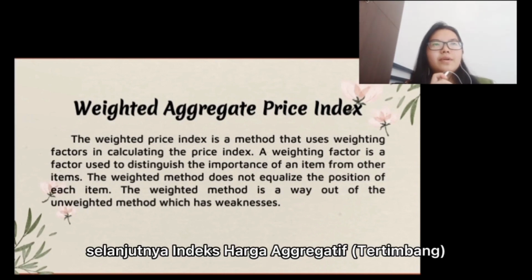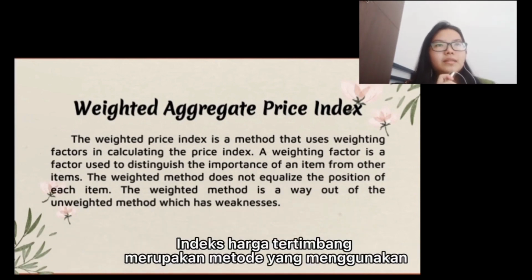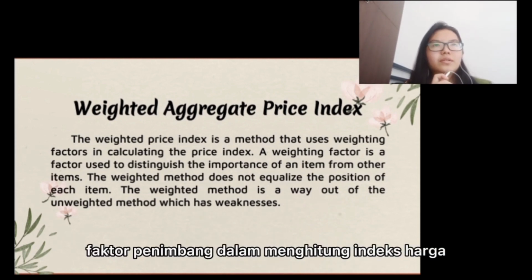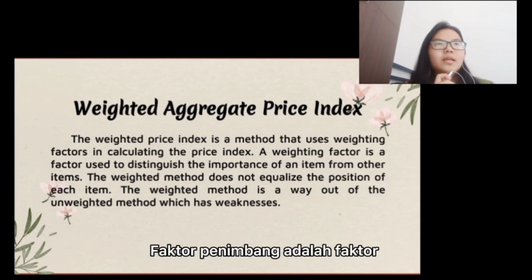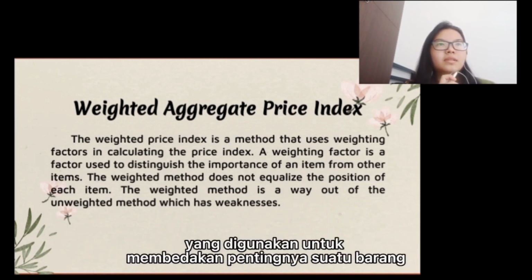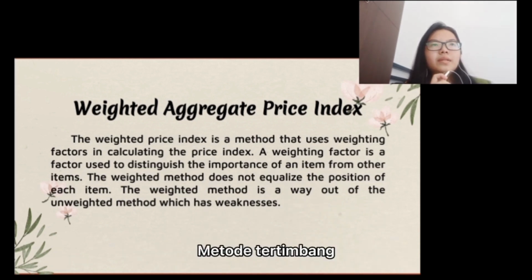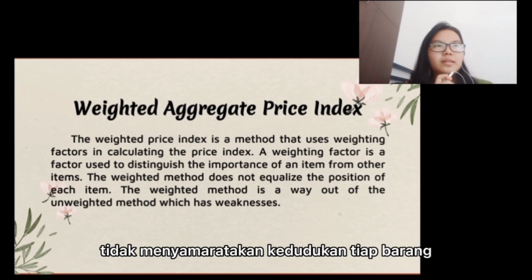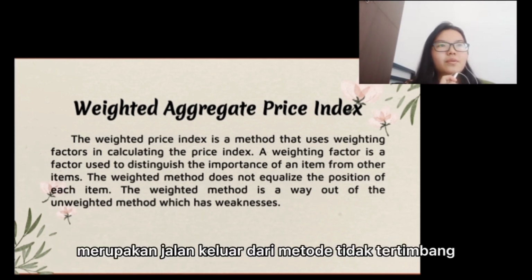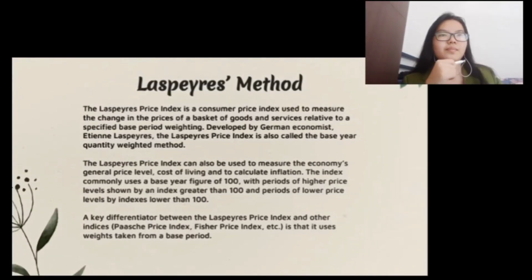Next is the weighted aggregate price index. The weighted price index is a method that uses weighting factors in calculating the price index. A weighting factor is a factor used to distinguish the importance of an item from another item. The weighted method does not equalize the position of each item. The weighted method is a way out of the unweighted method, which has weaknesses.